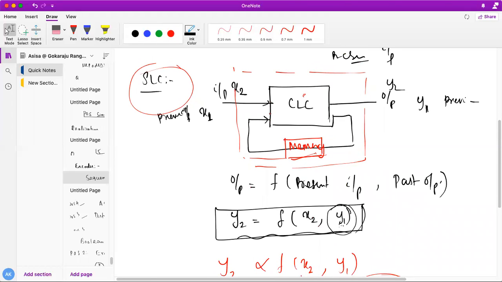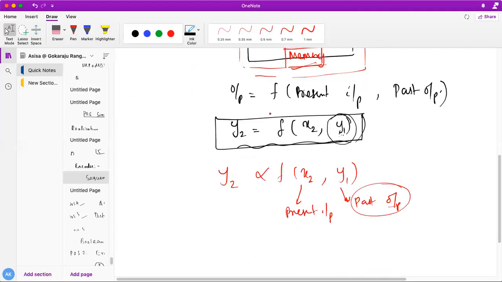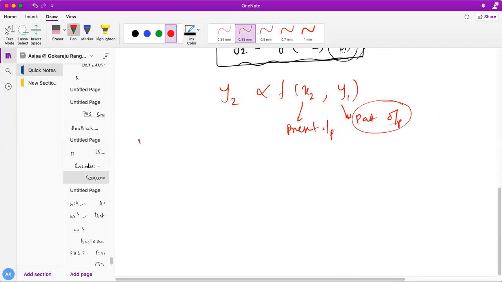Wherever there is a feedback path from the output to the input, these are all called sequential logic circuits. The basic sequential logic circuits are latches and flip-flops. Next, counters. We'll study all these things, students. Then shift registers.